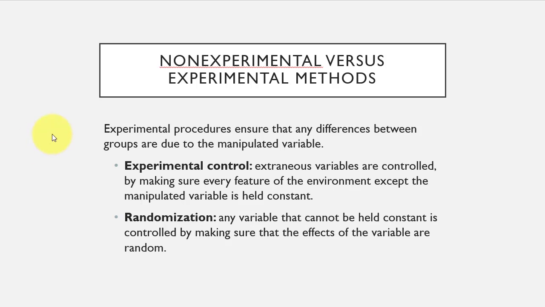Some other interesting tidbits about the difference between experimental and non-experimental methods: when we are looking at experimental methods, again, those highly controlled experiments, in order to find cause and effect, we have to exercise what's called experimental control, which means that these extraneous variables are controlled by making sure that every feature of the environment except the manipulated variable is held constant. Boy, that's a mouthful. What does it even mean?